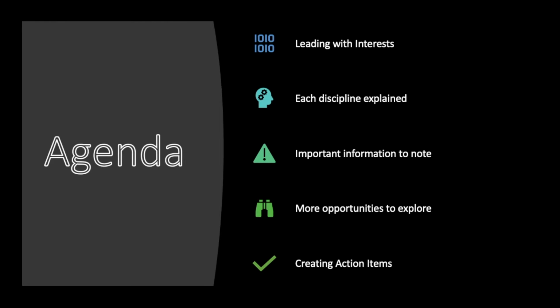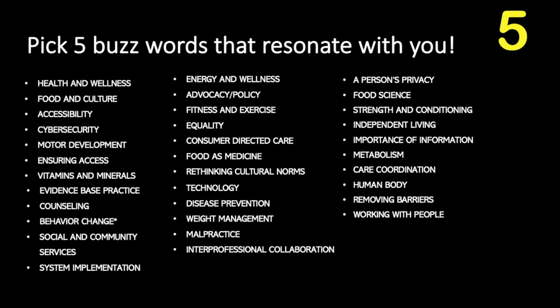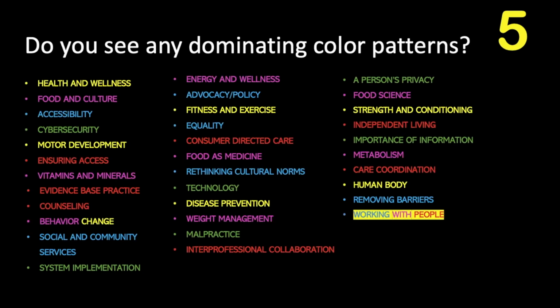So we will start with what piques your interests. Here is a list of words at random. Pause this video and pick 5 that pique your interests. Are you ready? Look at your list of words and tally up the number of yellows, pinks, reds, blues, and greens. If the phrase has multiple colors, then place both colors in your tally. Are there any dominating colors?